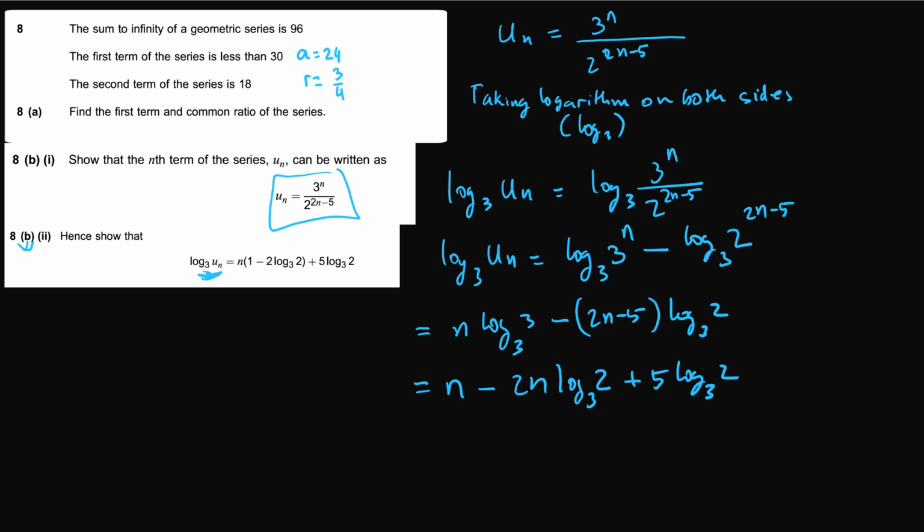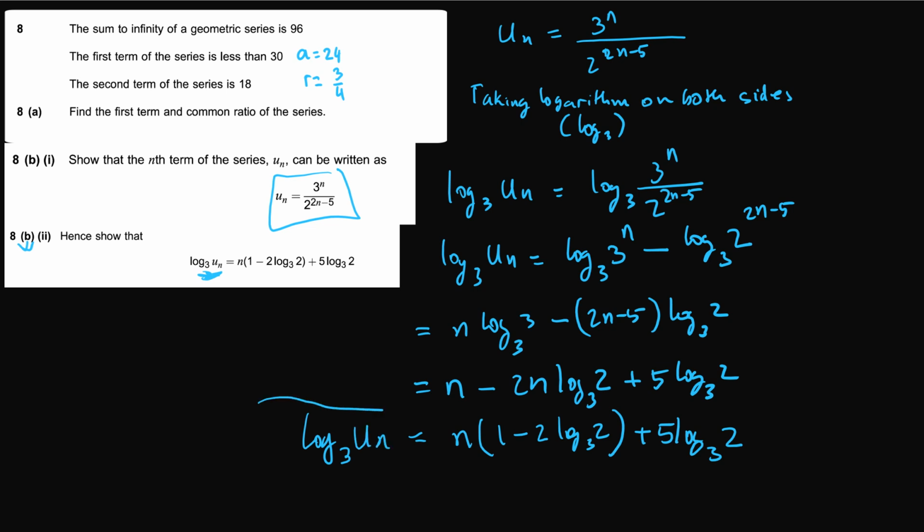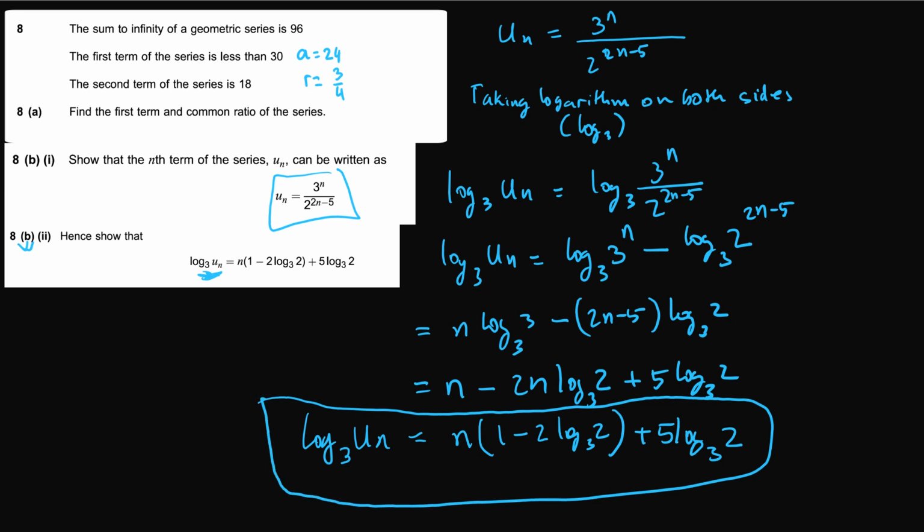Okay, so I'm nearly there. So what I can then write is that is equal to, take n outside the bracket, 1 minus 2 log to the base 3 of 2, plus 5 log to the base 3 of 2, and this is equal to, hence, un, and that's my proof completed. So we've shown that this is true.